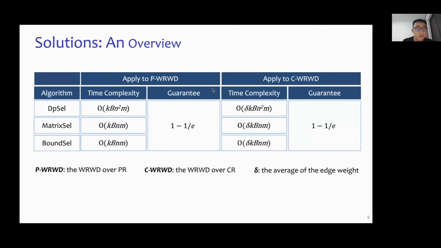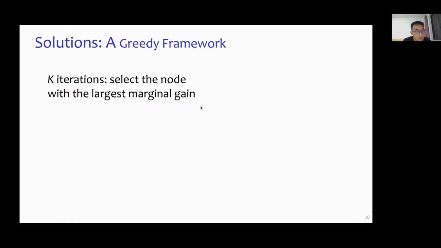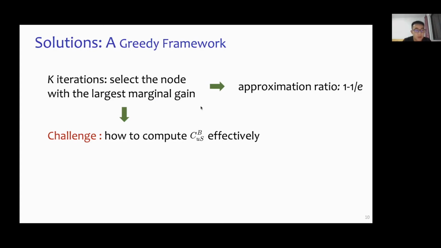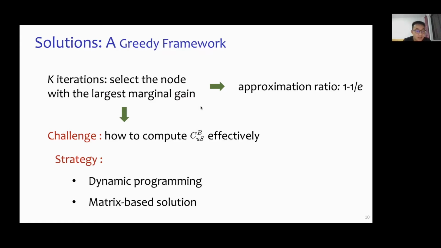We first give an overview of our solutions. This table shows the time complexity and guarantee of our solutions when they apply to the weighted random walk domination problem over the probability-aware random walk model and the cost-aware random walk model respectively. Our solutions are based on a greedy framework. We select a node with the largest marginal gain in each iteration. Then the result can achieve a 1 minus 1/e approximation ratio. The main challenge to solve our problem is how to compute C_u(S) effectively. To overcome this challenge, we devise the dynamic programming-based solution and the matrix-based solution.